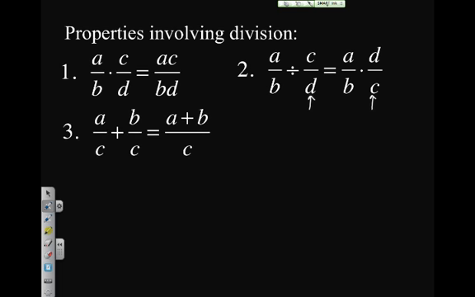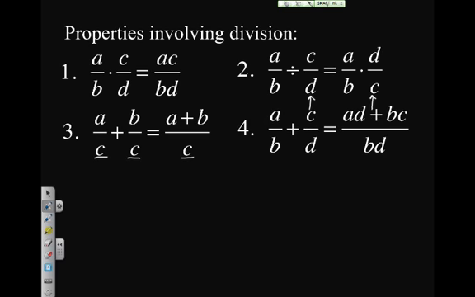For adding fractions, when you have a common denominator, notice they both have a denominator of C. That denominator stays there, it doesn't change, and you simply add across the top of the fraction. When we have different denominators, and this is where it becomes a little bit tricky, let's get rid of these arrows so they're not confusing.